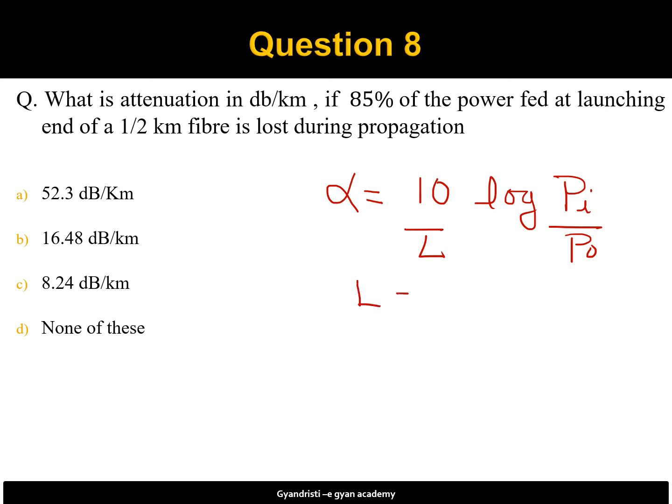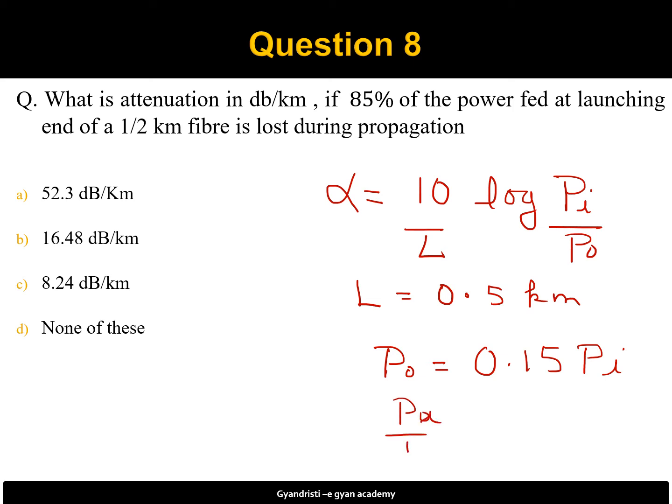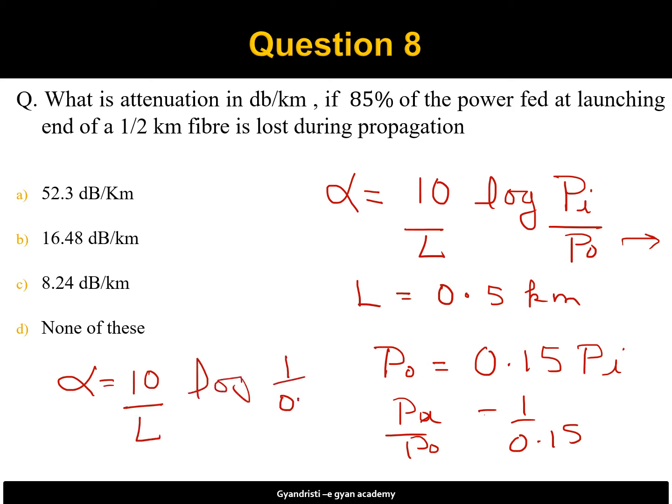So given that L is equal to 0.5 kilometer, okay, this is the length of optical fiber, and it is said that 85% of power fed at launching is lost during propagation. So output is only 0.15 of input. Now substitute Pi by P0, that is 1 upon 0.15, in this equation. So we'll get alpha is equal to 10 by L log 1 upon 0.15.